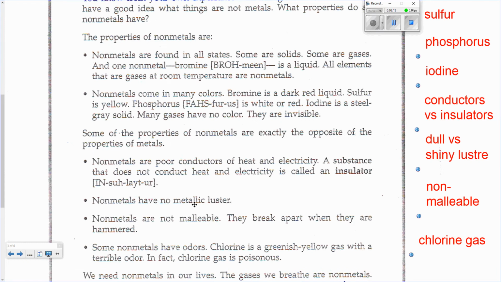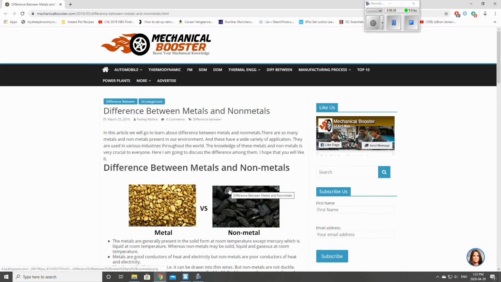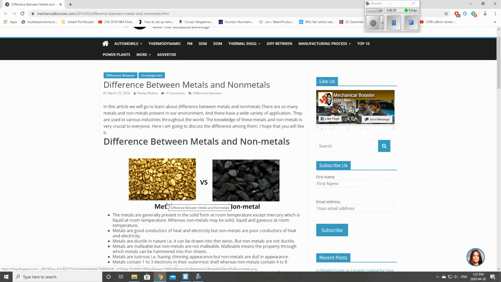Non-metals have no metallic luster. Okay, so dull versus shiny, that's what luster is. Okay, so let's take a look here. So this is a metal. For example, these might be, I don't know, gold pieces or maybe little rocks that are sprayed with gold paint. Okay, this is coal or charcoal. These are non-metals and they're very, very dull. Okay, so you can see shiny versus dull, metallic luster and no luster.